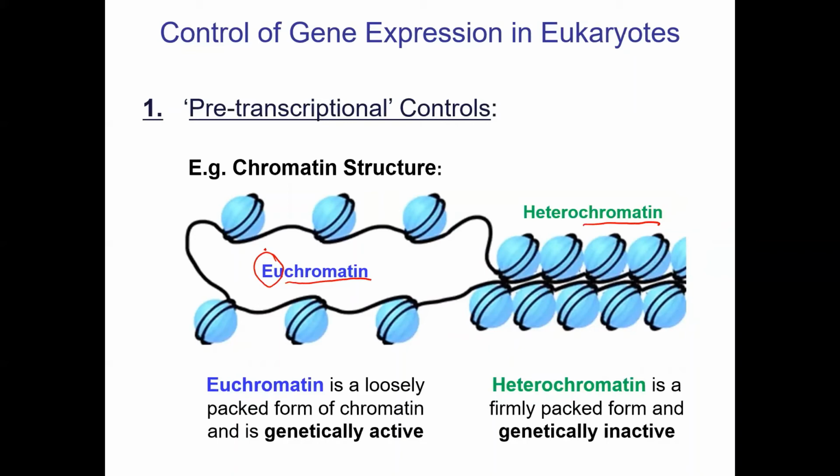This is kind of loosely packed, and since it's loosely packed, DNA and RNA enzymes can get in there and read the genes. So these are genetically active. Heterochromatin means it's packed and not active for those enzymes. So in different cells, we have different chromosomes and different portions of chromosomes open up or closed. And this is a way to regulate genes entirely.